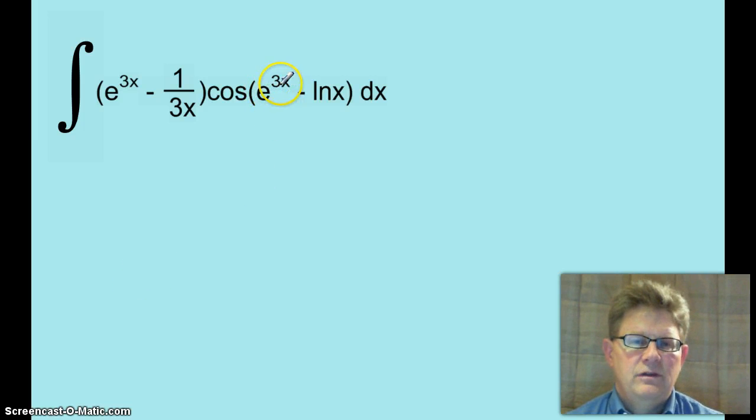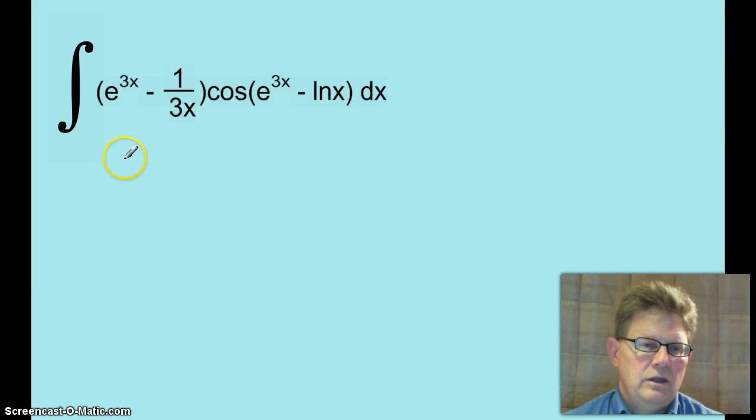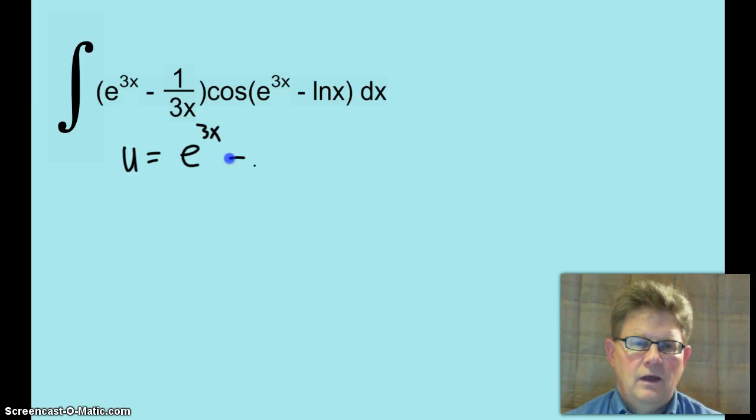What's the derivative of e to the 3x? e to the 3x. What's the derivative of ln of x? 1 over x. Okay, we're really close on this. No, actually it would be 3e to the 3x. Alright, so we're going to let u equal e to the 3x minus ln of x. du would equal 3e to the 3x minus 1 over x dx.